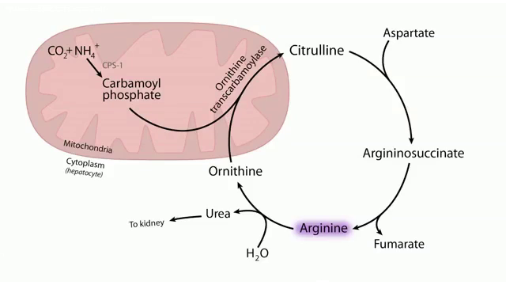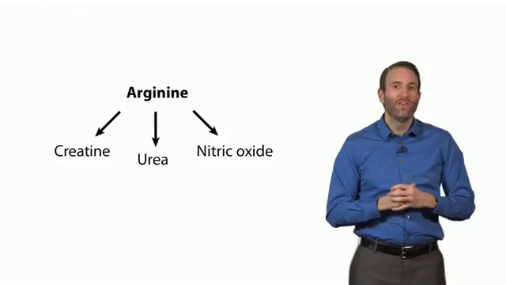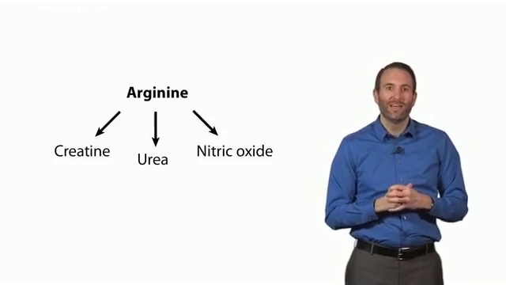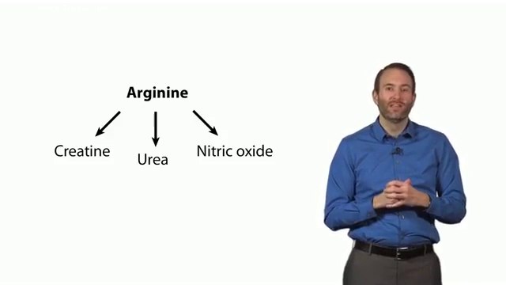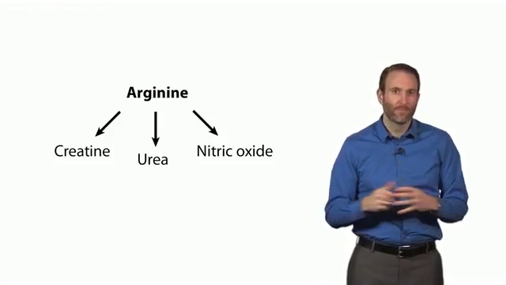Arginine is also important for the generation of urea, which we'll talk about more in just a minute with the urea cycle. And then arginine can also be converted into nitric oxide as well. And nitric oxide is a smooth muscle relaxer, and it's essential in vasodilation.